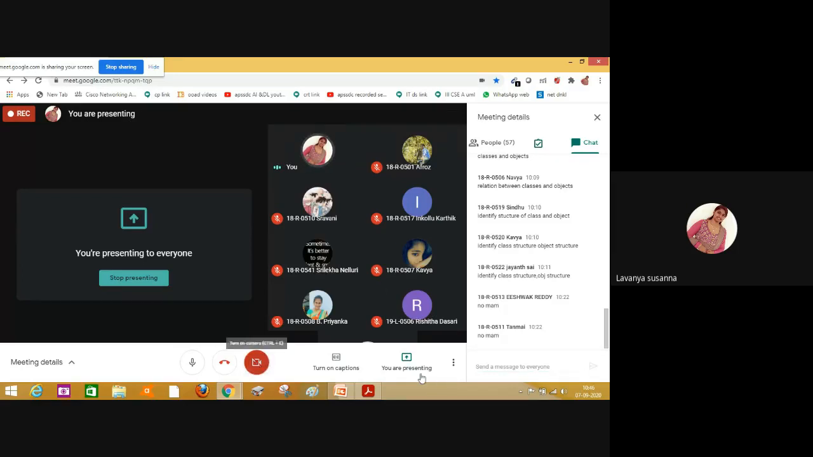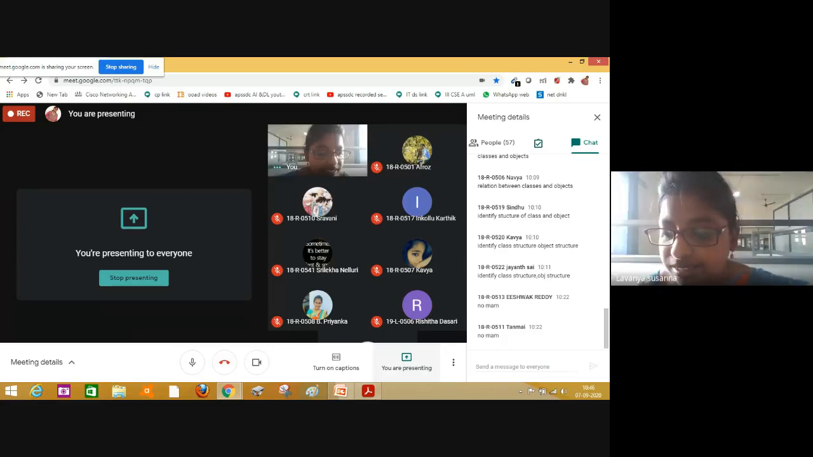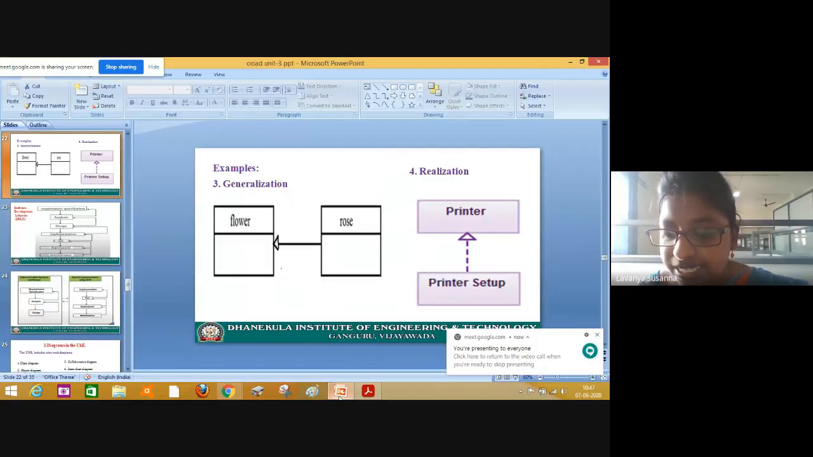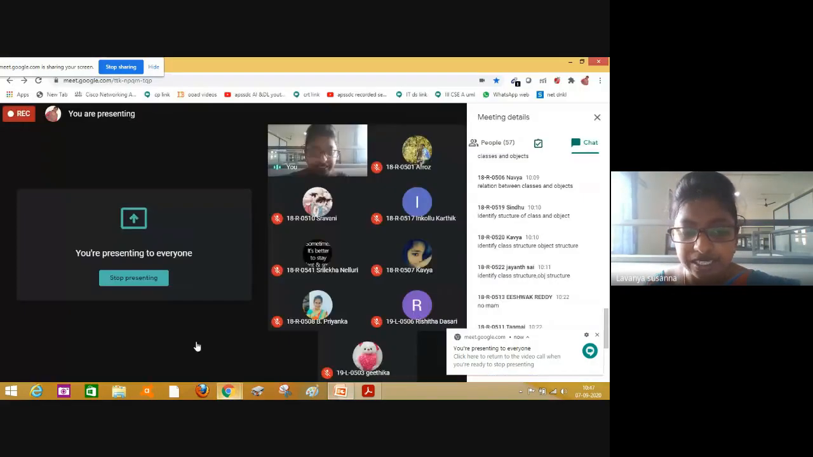Already we have discussed generalization. Students, are you listening? Generalization. This symbol, where is it used? See here, this symbol, where is it used? Answer my question. Generalization.